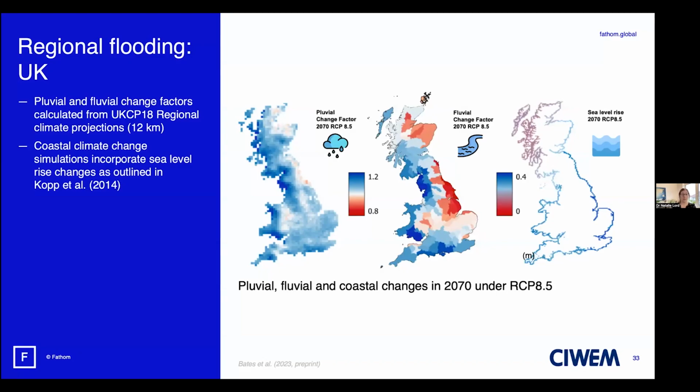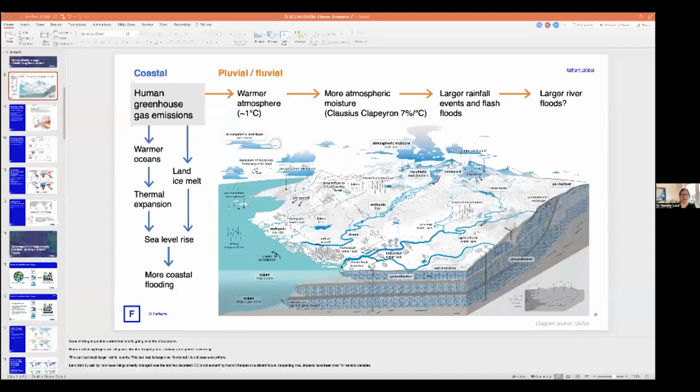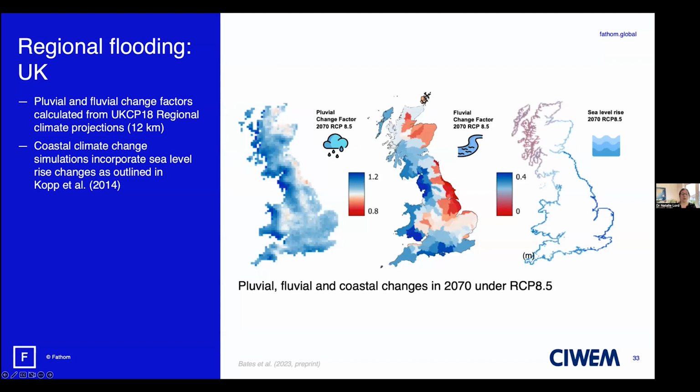UK CP18 regional climate projections were again used, but here a change factor approach was used similar to that applied in our global model. UK CP18 climate data was used to calculate pluvial and fluvial change factors shown in the left and central maps for year 2070 and RCP 8.5. The pluvial change factors are positive in most areas, indicating increasing extreme rainfall, although in some regions, particularly along the northeastern coast of England and Scotland, there's a slight decrease or little change.